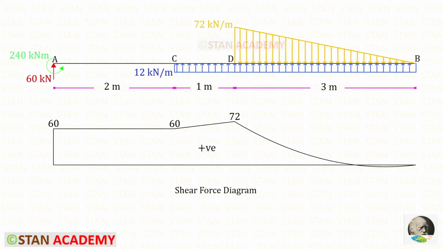Here you can see the shear force diagram. In this point, the shear force becomes 0 and changes the sign. So in this portion, the shear force will be negative. In this point, the shear force becomes 0. In this point, there will be maximum positive bending moment.